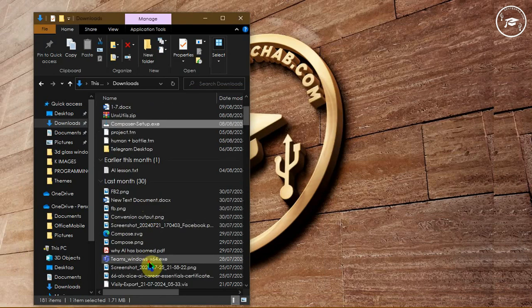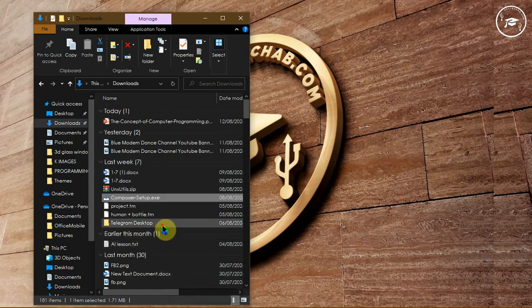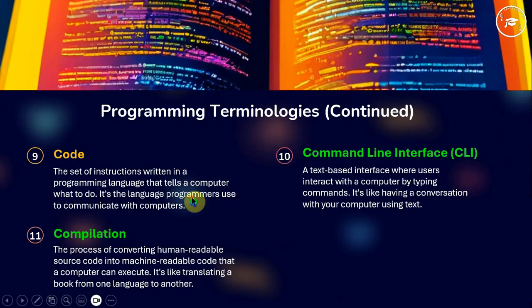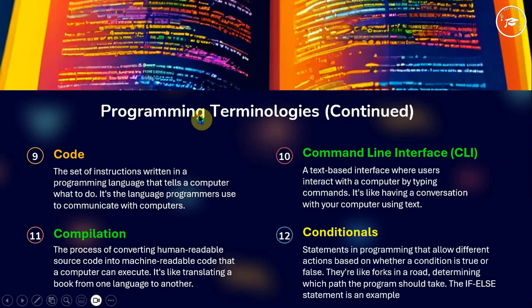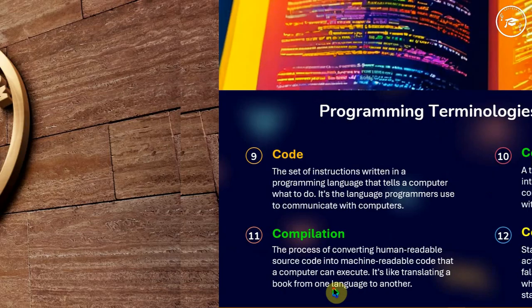So anytime you see a program with an extension .exe, then it can be installed as a program because it has been compiled. Then conditionals. Conditionals are statements in programming that allow different actions based on whether a condition is true or false. So the if else statement is an example.